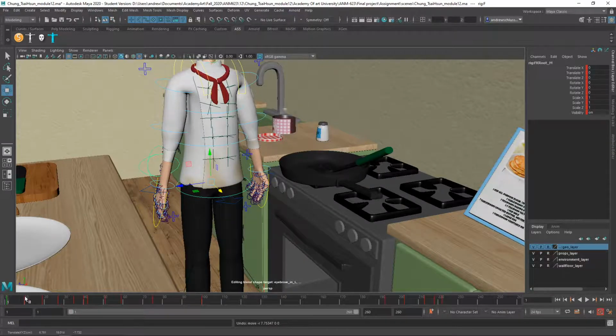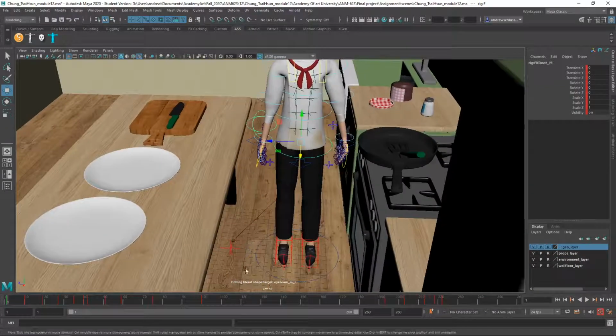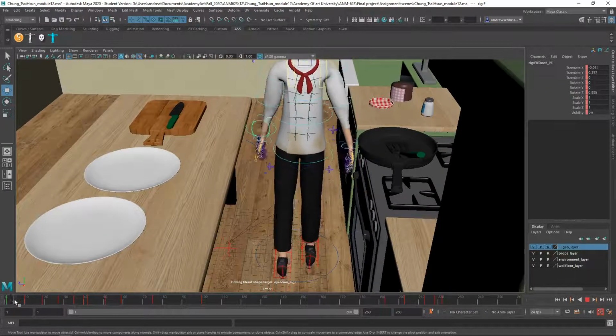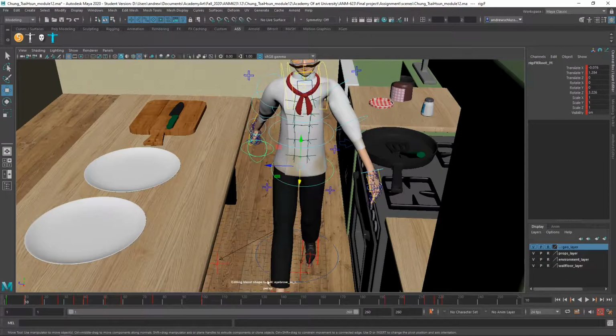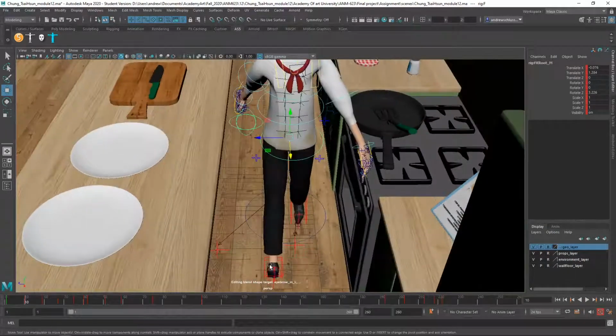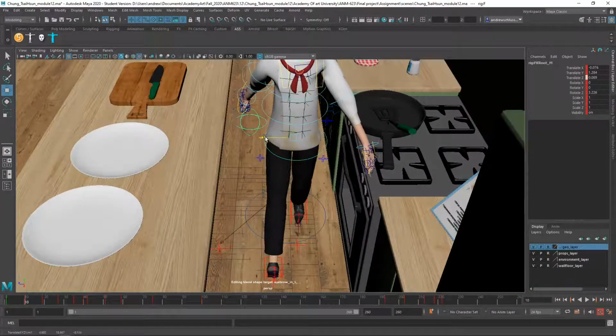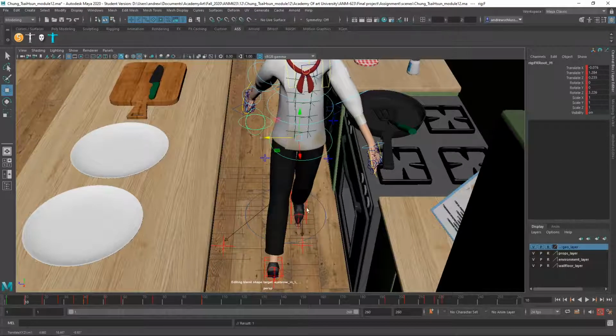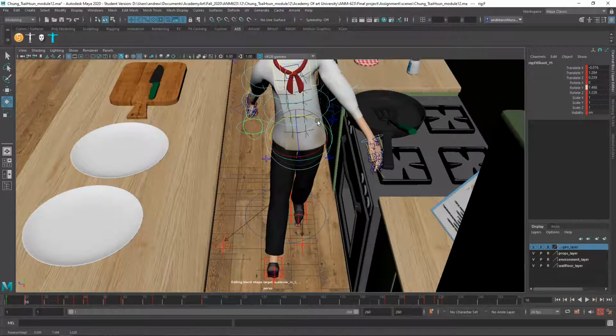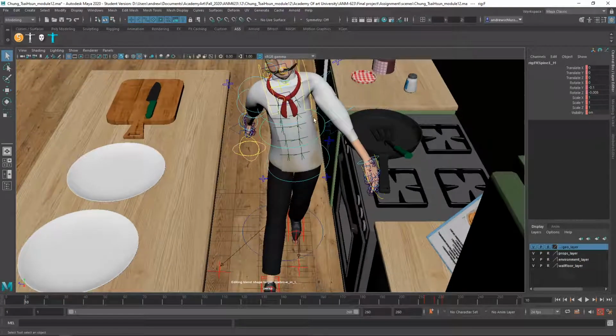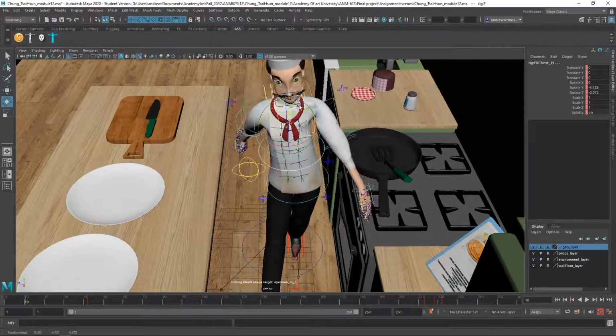Anyway, what I was going to say is that when the character has his weight over one foot, like while this foot is in the air, the body will shift its weight over the foot that's carrying the weight. It will also shift the hip up there, and we can balance that out with these.